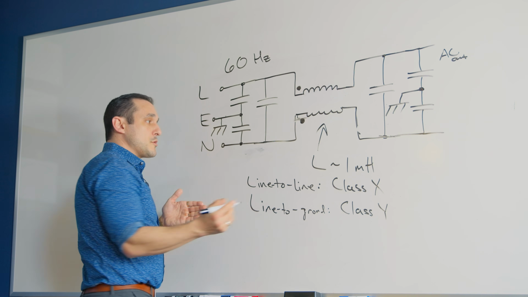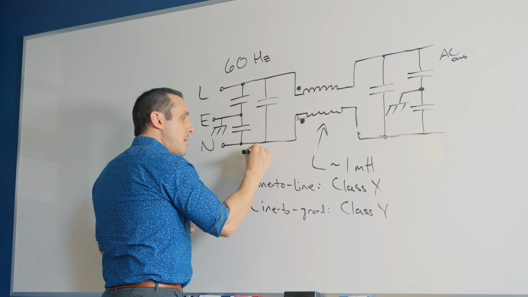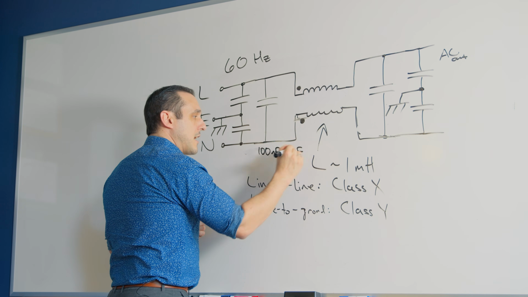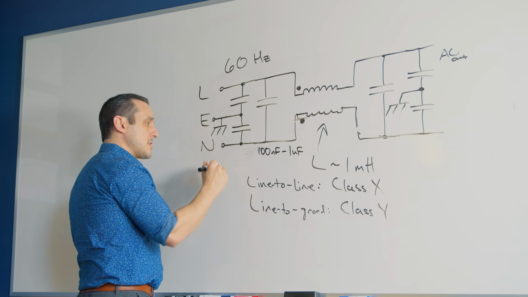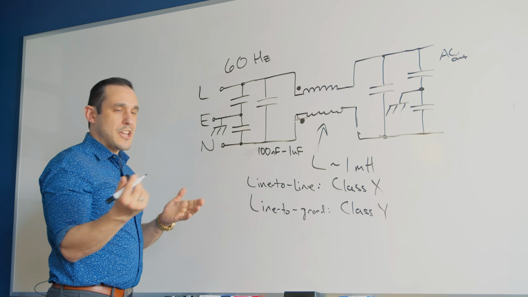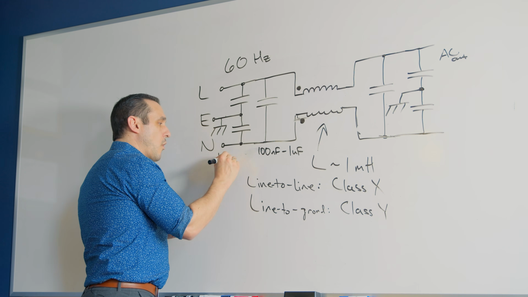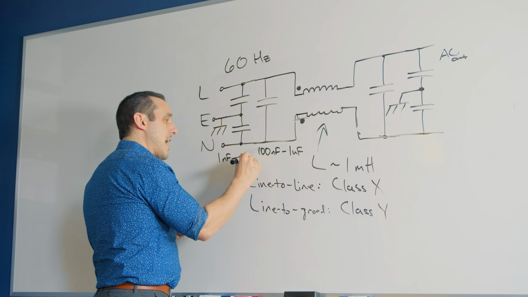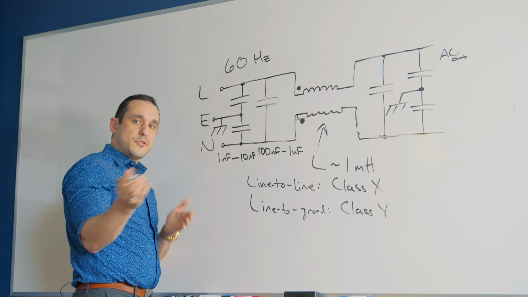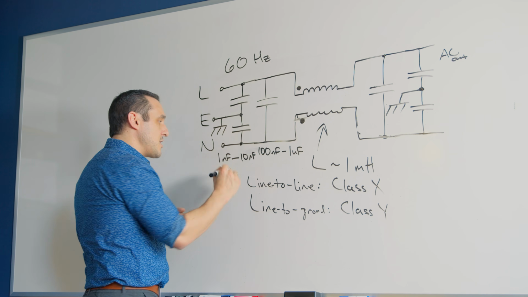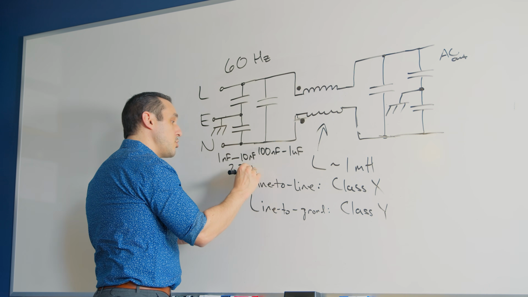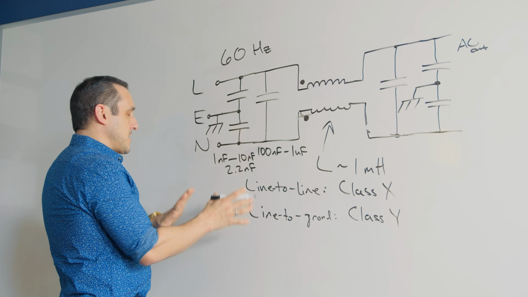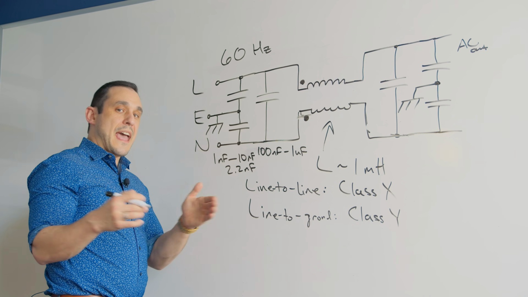So typical values for these types of capacitors are about 100 nanofarads to 1 microfarad for the class X capacitors. And then for the class Y capacitors, it's typically 1 nanofarad to maybe at the very most 10 nanofarads. But the typical value that I use in most designs and that a lot of reference designs will use is actually 2.2 nanofarads.